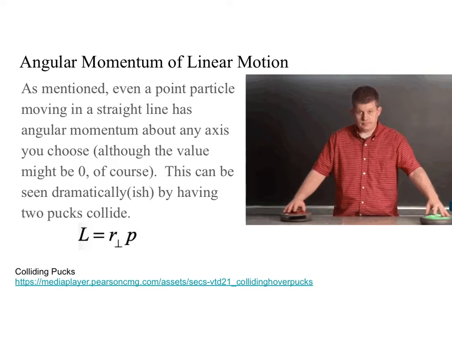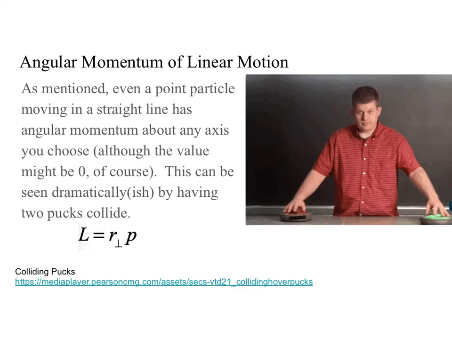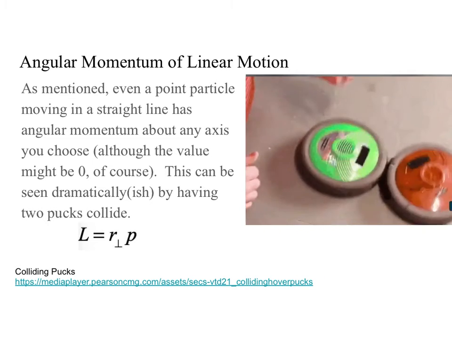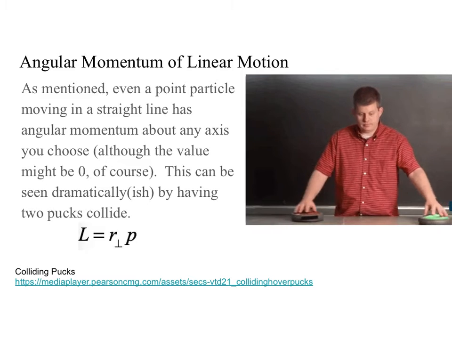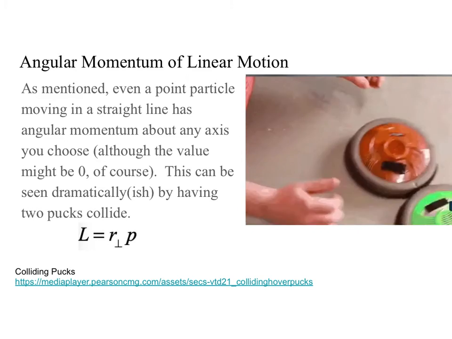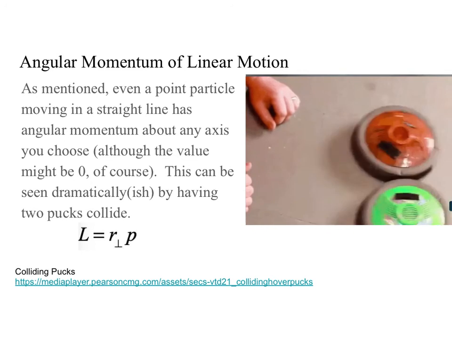As mentioned several times, even a point particle moving along a straight line has angular momentum about any axis you choose, although the value could be 0, of course. This can be seen in dramatic-ish fashion by watching two hover pucks collide. What we see is the two of them moving linearly, and when they collide, they start spinning around their common center, but they no longer move their center of mass because their linear momenta were opposed. It looks something like this.